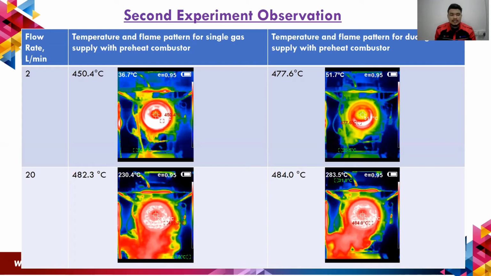Okay, you can see on the flame pattern that the flame for single gas supply in the earlier experiment is bigger than dual gas supply. But at the end of the experiment, the flame pattern for dual gas supply at 20 liter per minute is bigger than single gas supply.